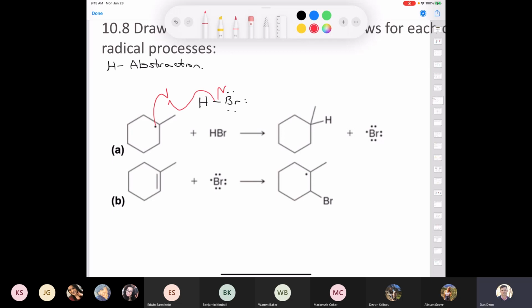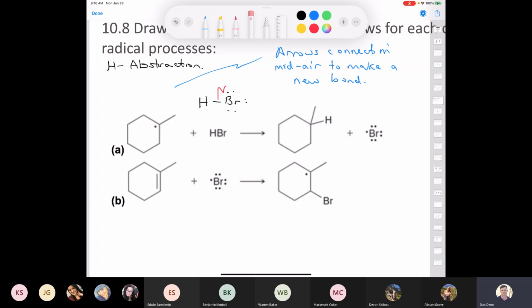So again, the arrows connect in midair to make a new bond. We could even make a note of that. So arrows connect in mid-air to make a new bond. Now, just like curved arrows that we saw in ionic mechanisms, it doesn't matter where they meet. If you're like, well, my curved arrows met over here because that's where the bond's being formed, that's fine. There's nothing wrong with that at all. That's perfectly fine, okay? There you go.